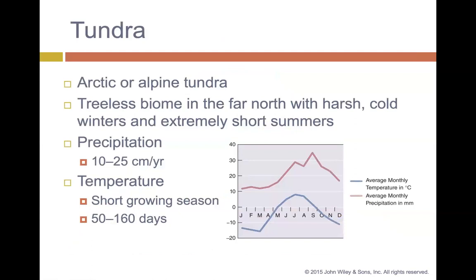The tundra is the Arctic or the alpine tundra. It's a treeless biome in the far north with very harsh, cold winters and extremely short summers. Precipitation is about 10 to 25 centimeters per year. And because it's so cold, there's a very short growing season, about 50 to 160 days.